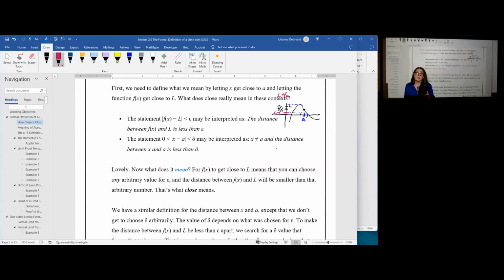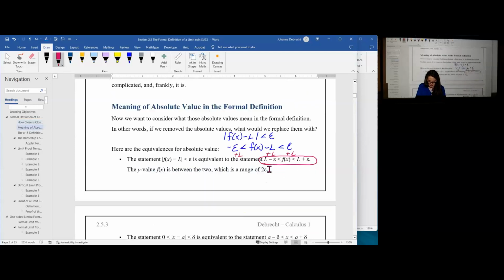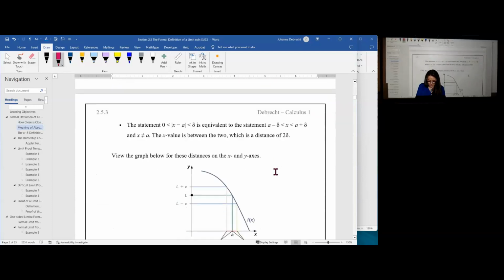We have to be able to find a delta, how far from A I need to be, that forces that to happen no matter what I choose for epsilon. If it doesn't depend on what I choose for epsilon, meaning I can always find a delta that will work for any epsilon, then the limit exists. Now let's take a look at the next statement.